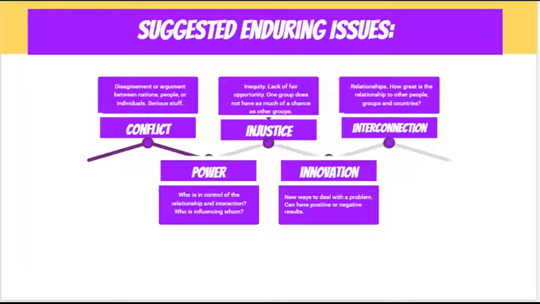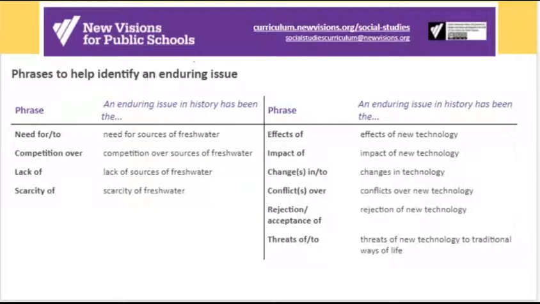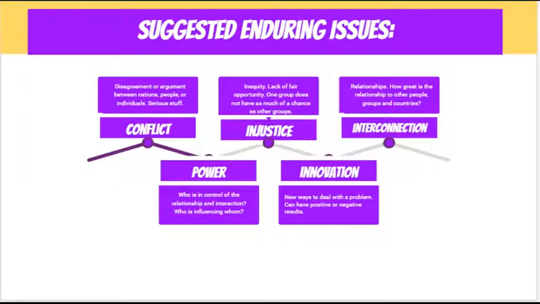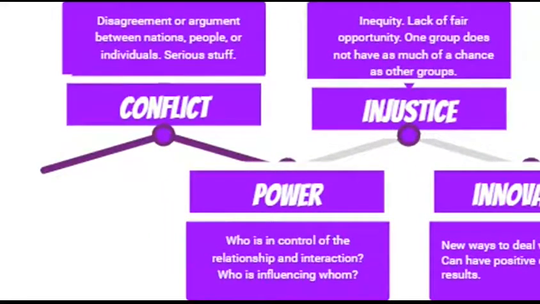Okay, here's some suggested enduring issues, but I don't want you stuck on them. I don't want you to think these are the only enduring issues. I just want this to be as a jumping off point. The same way that you had a jumping off point with the language, I want you to have a jumping off point for enduring issues when you're looking. For example, the first one that everyone says to look for is conflict. That's when people disagree or argue.